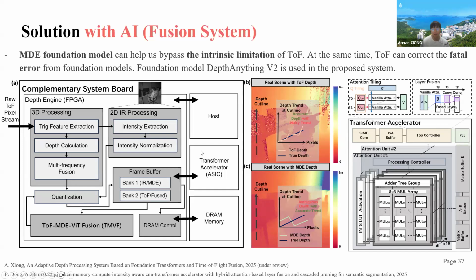This model would be run in a transformer accelerator, a dedicated ASIC. During the running, we will then do the depth calculation and multi-frequency fusion. After we get these two maps, we'll fuse them together with our proposed ToF-MDE vision transformer fusion algorithm called TMVF. The details of transformer acceleration belong to another paper. I will not go into the detail here.